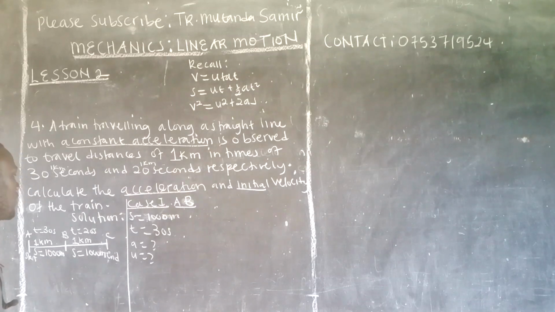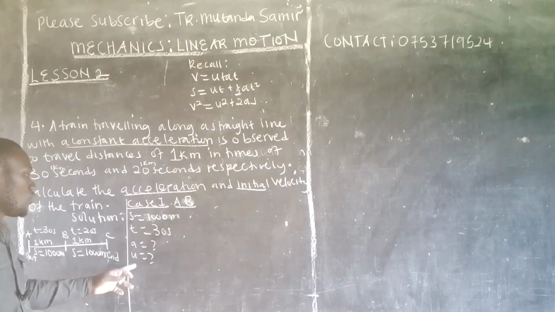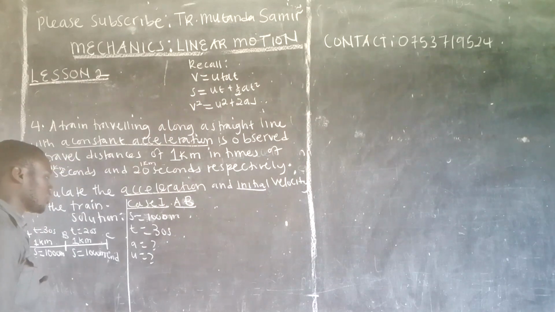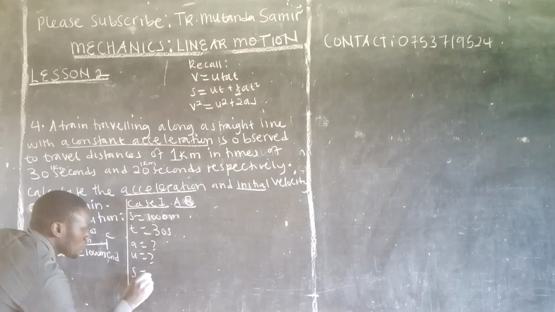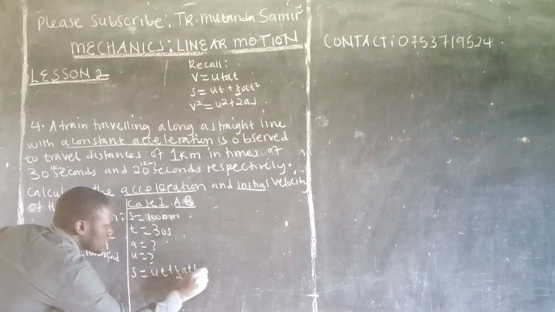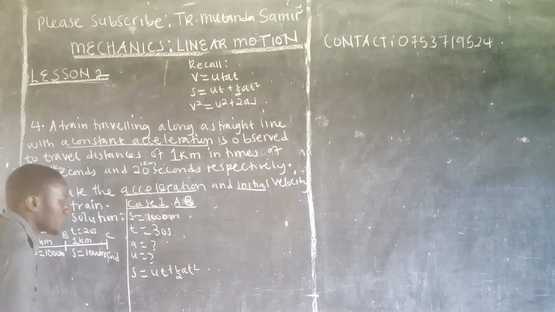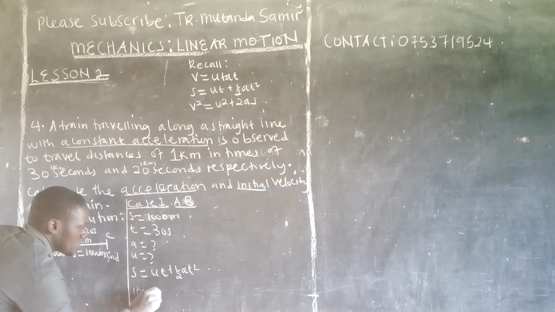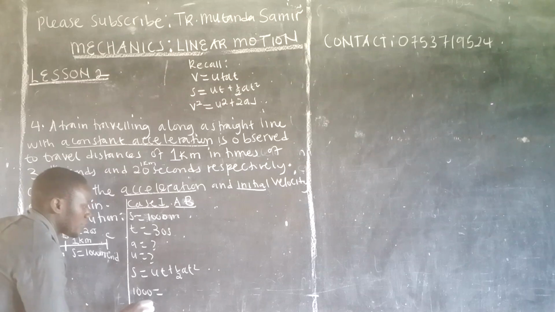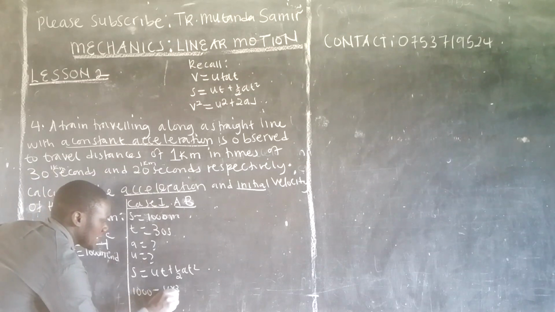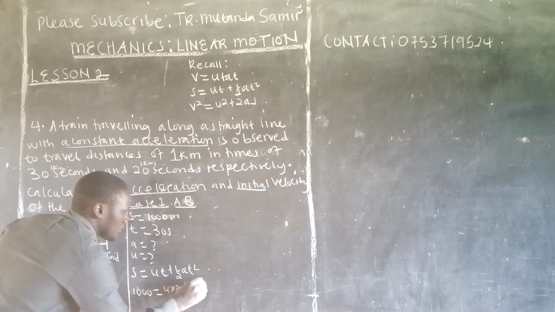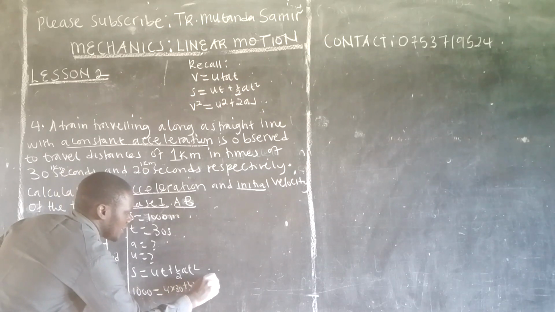Now, look at this information. You have S, T, A, U. Which equation am I going to use? I'm seeing equation number 2. So that will be S is equal to UT plus half AT squared. Very good. Substitute. We shall have here 1,000 is equal to U times 30 plus a half times A times 30 squared.